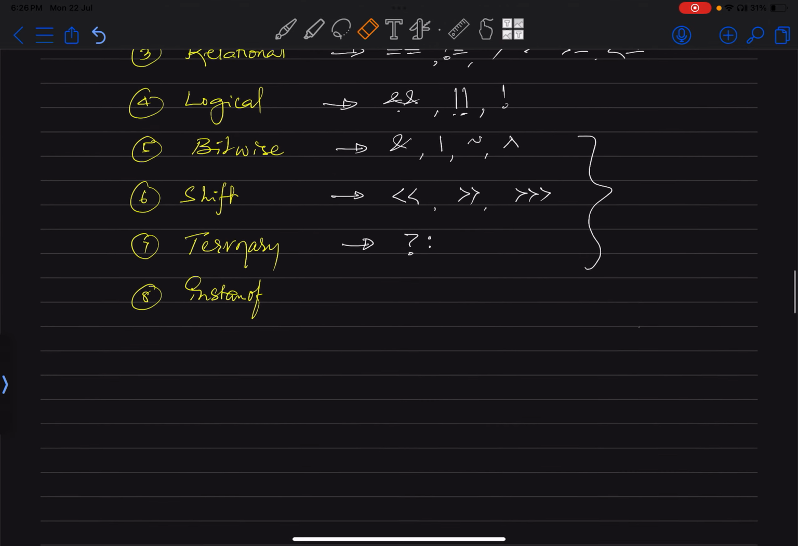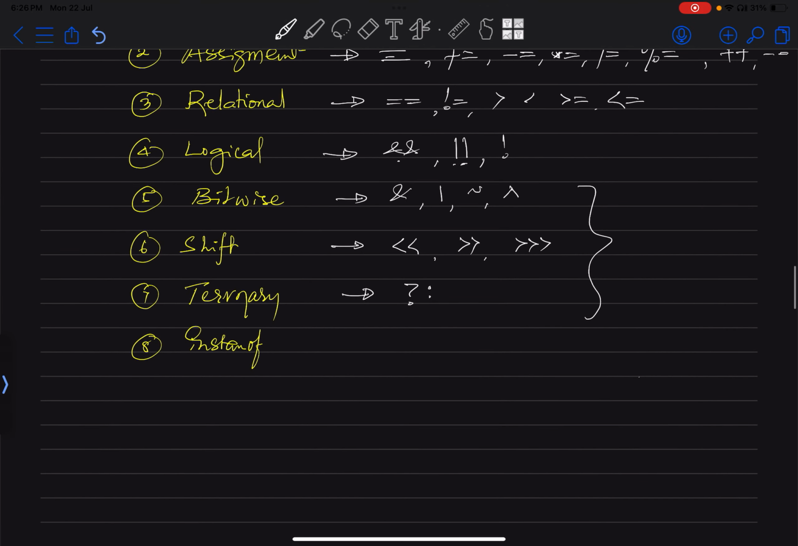But the next one is basically a shift operator. Essentially what they do is, suppose I have A equal to 8. That is 1000. If I represent it in 8 bits, it is 0000 1000. So this is an 8-bit representation of this, right? Now if I perform a shift on A by one time, so if I say it like this, then what happens?